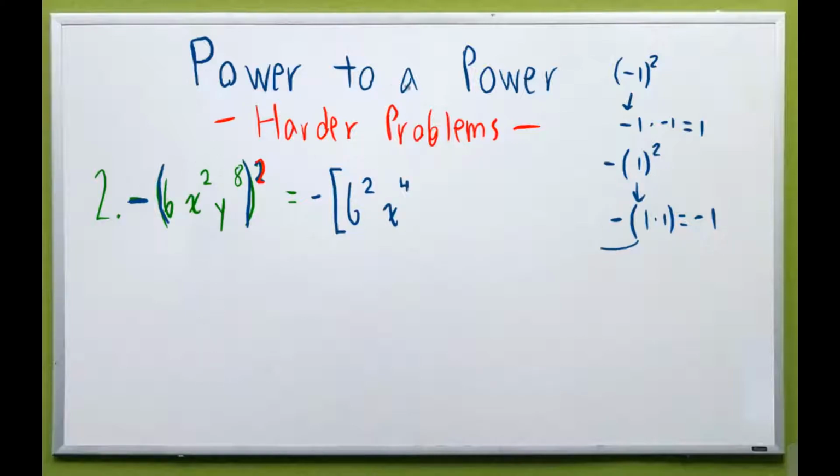We're doing power to a power. We multiply those exponents. 8 to the 16th, because 8 times 2 is 16. Finally, we're going to go ahead and multiply this by this negative 1 right here. So we have negative 6 squared, which is 36 if you use your calculator or Desmos.com. X to the 4th, y to the 16th. If you need Desmos, here's the website.